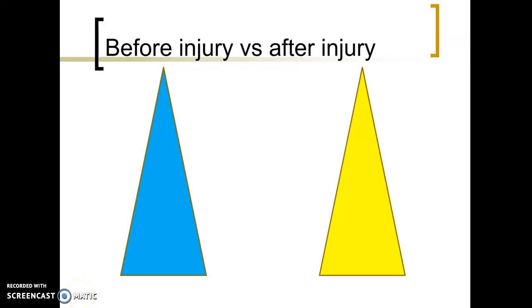Okay, let's look at the different types of tissue thresholds before and after injury. So you have these two triangles on your sheet, and we're going to be drawing on those triangles. The blue is before injury, the yellow is after injury.